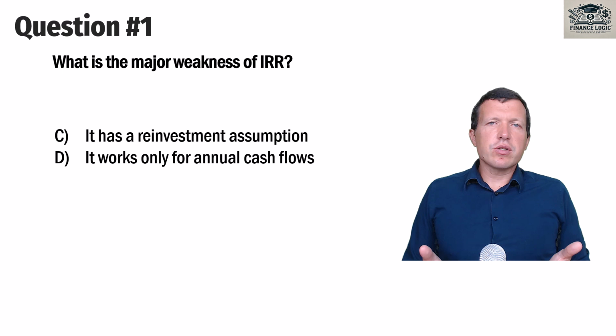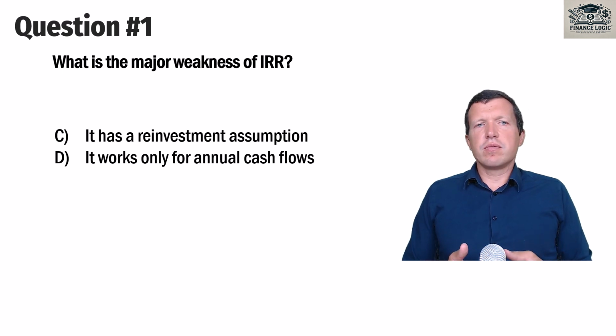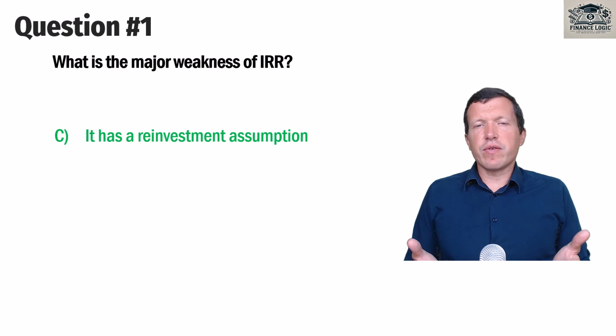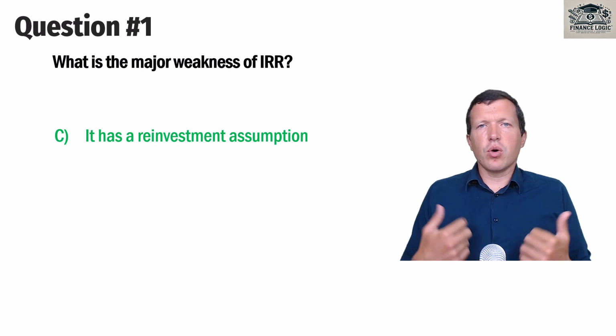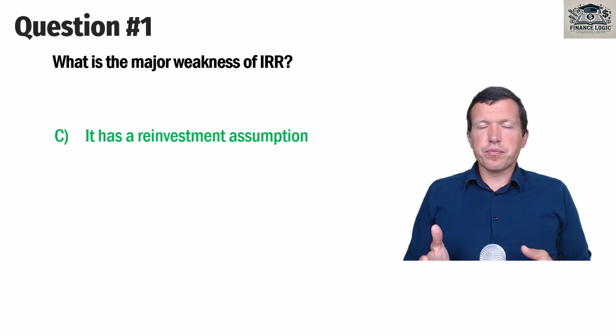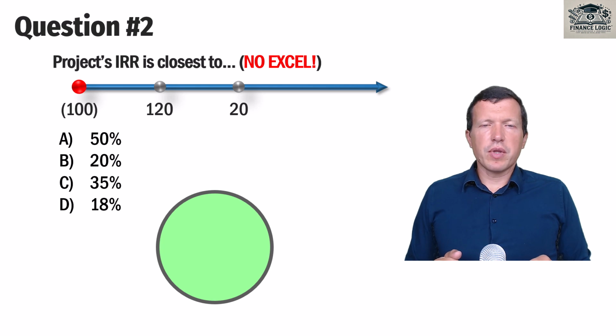And the major weakness of IRR, that is the reason for the trap that we may have, is the reinvestment assumption. IRR assumes that all intermediate cash flows are reinvested at IRR. So I hope that you answered C. Let's go to the next one.